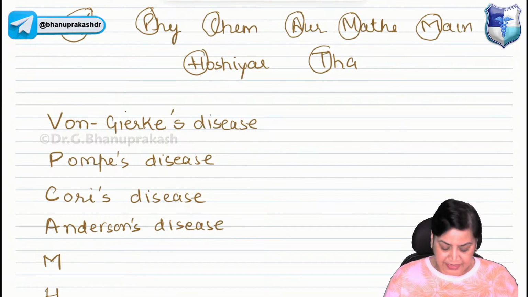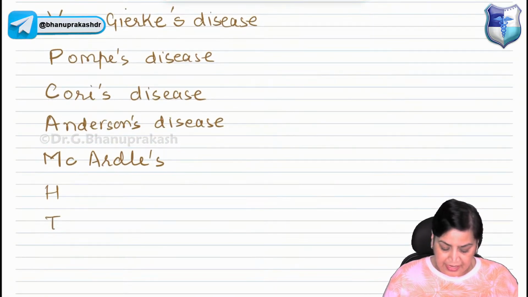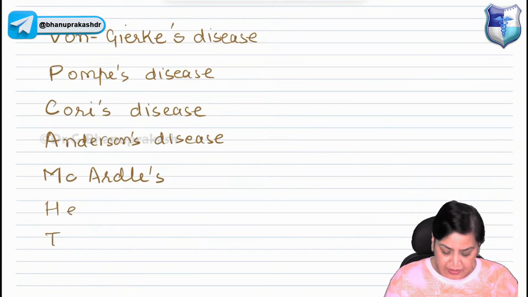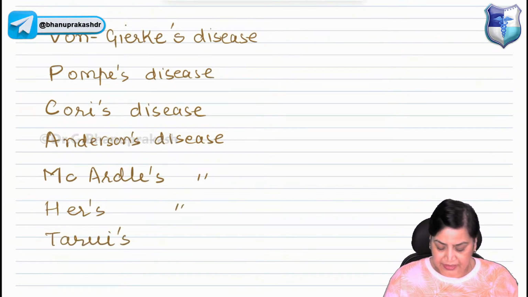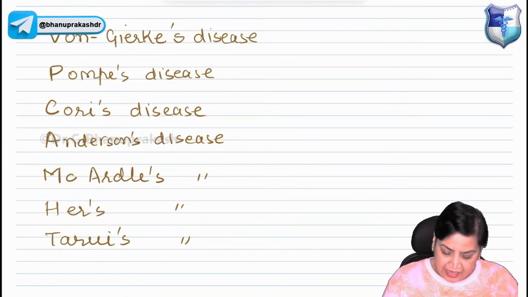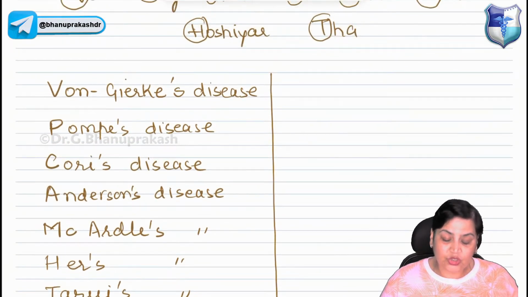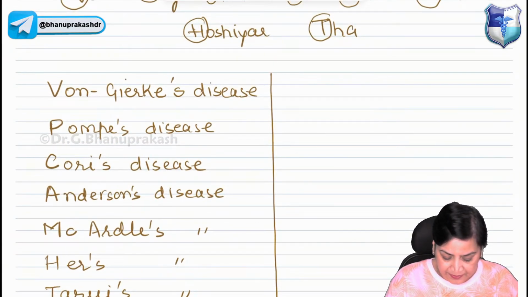M stands for McArdle's disease. H stands for Her's disease. And T stands for Tarui's disease. Clear? So these are the names of the glycogen storage disorders.